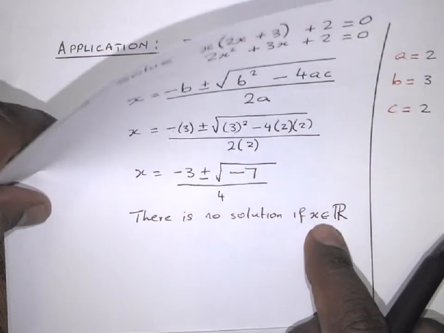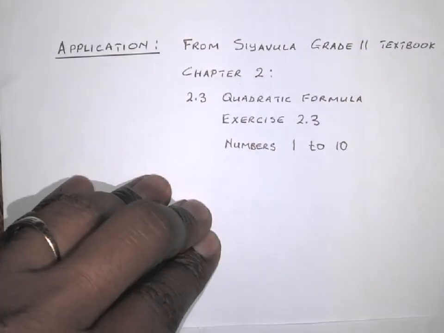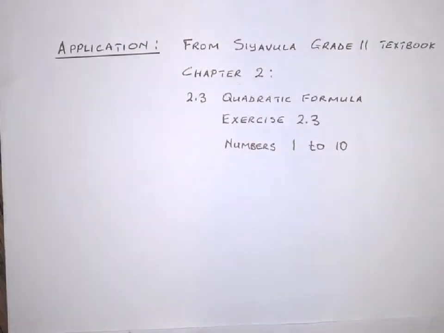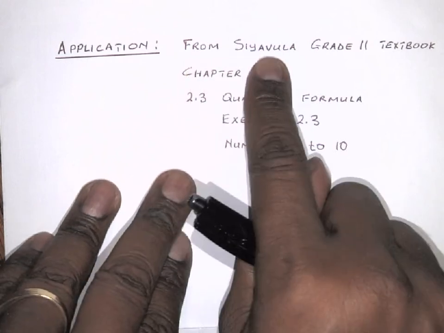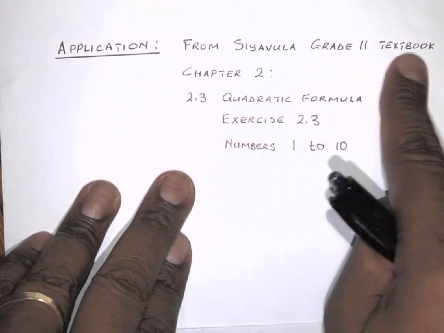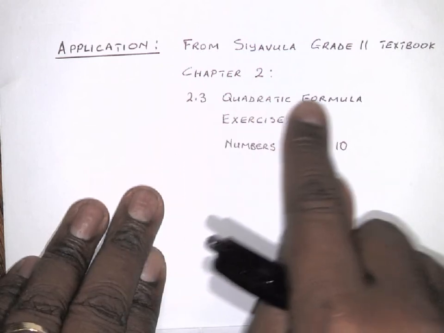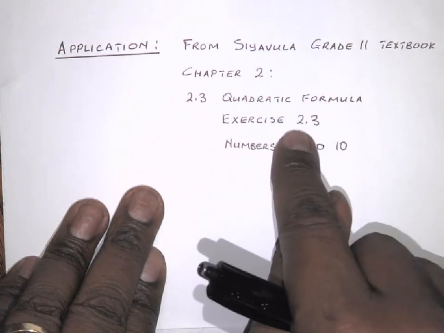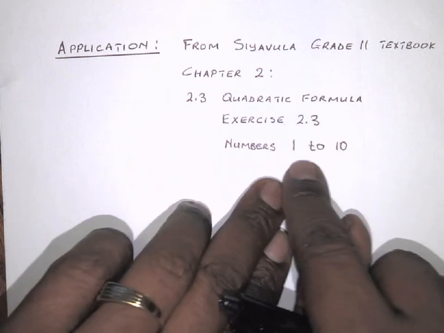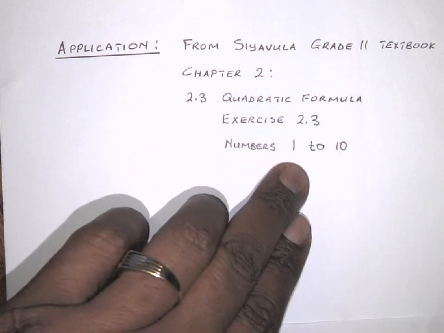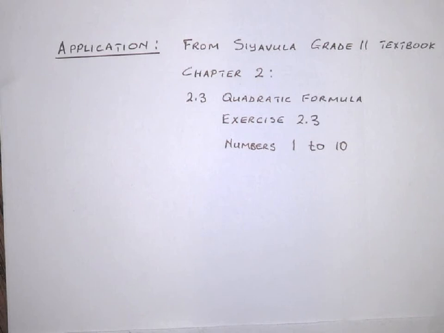Okay, now if you can do some of the examples, these problems are too easy. We've done 3. We also need to do exercises from the Siyavula Grade 11 mathematics textbook. Go to chapter 2, then 2.3 where it says quadratic formula. You do exercise 2.3, numbers 1 to 10. We've already done 3, so it should be easier for you to do them to practice. Make sure that you practice these things, because even in matric, you will need this formula. It becomes easier if you know how to use this formula. Good luck, ladies and gentlemen.